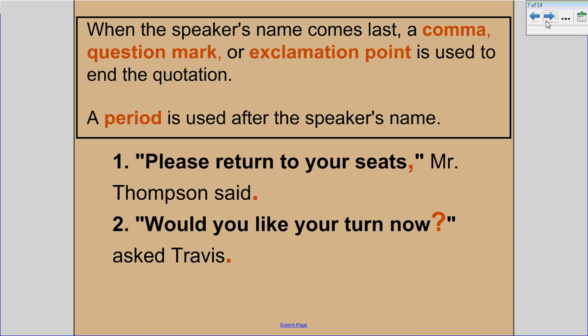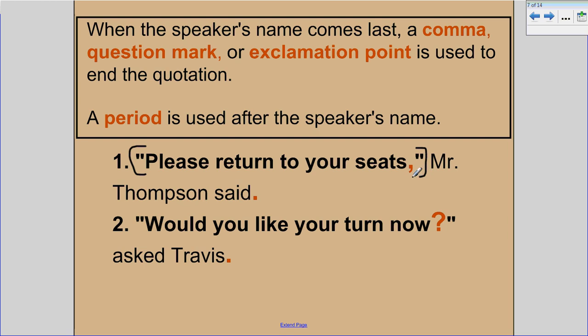Another rule is when a speaker's name comes last, a comma, question mark, or exclamation point is used to end the quotation. Then you use a period after the speaker's name. So, for example, here, this is what Mr. Thompson has said: "Please return to your seats."